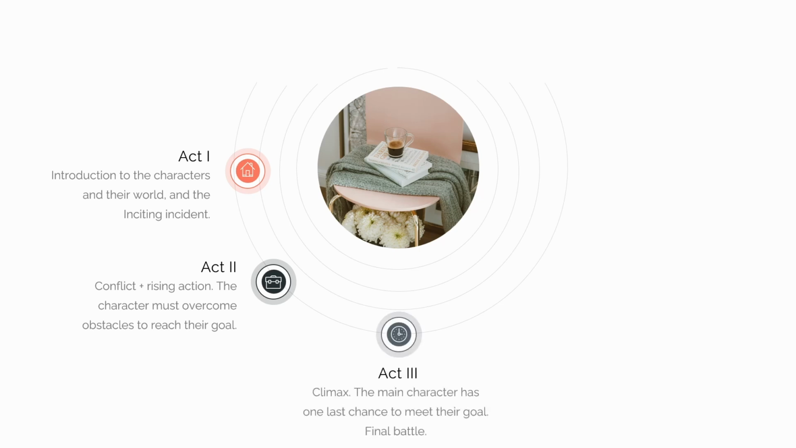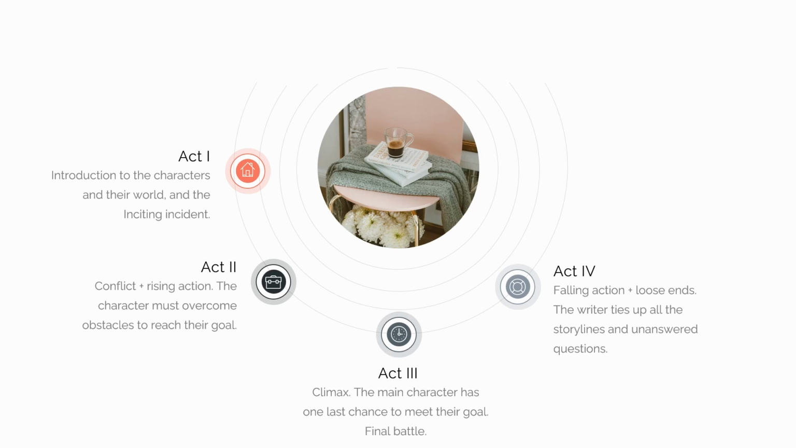In Act 3, we have the climax, which is the last chance the character has to meet their goal, or you could call it the final battle. Whenever I think of Act 3, I always think final battle, final chance, something along those lines. And here's where it kind of diverts from the 3-act system. You have Act 4, which is the falling action and loose ends.